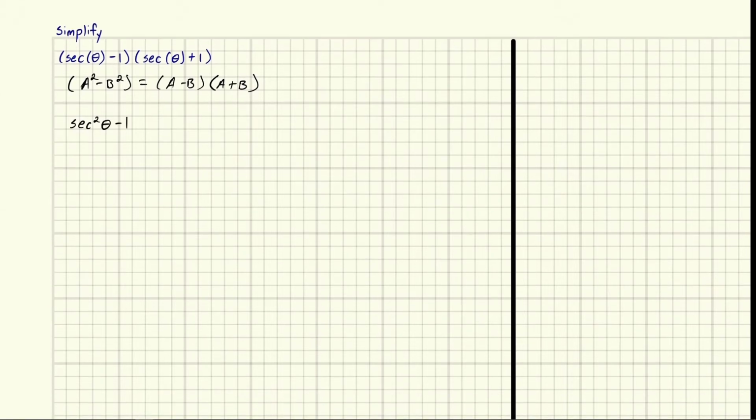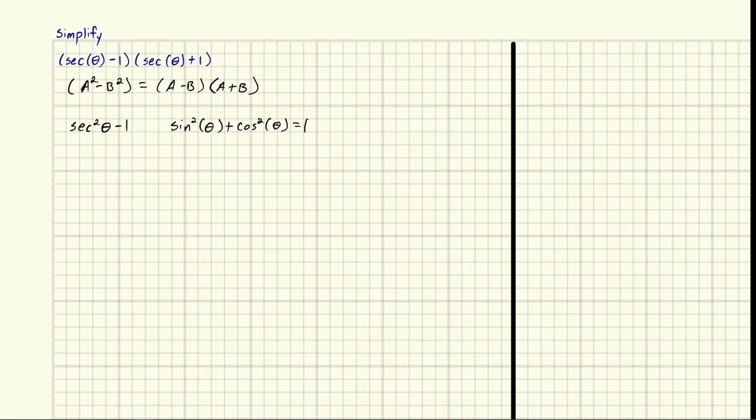Now, looking at this, a Pythagorean identity should come to your mind. And if it doesn't, it's okay. There is a way to quickly derive it. I always remember the default identity, sine squared theta plus cosine squared theta equals 1. And in this case, we want a secant squared. So that's when we have 1 over cosine, right?